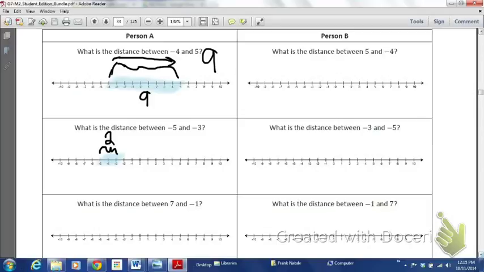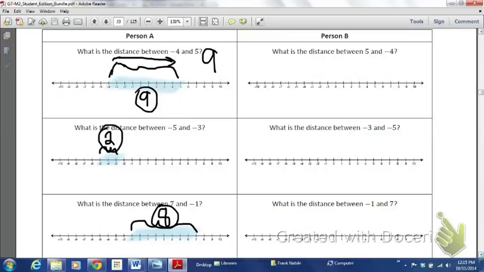Alrighty, and then the last one here, what is the distance between 7 and -1? Start at 7, go down to -1, right there. Again, this is the distance between 7 and -1. If we count those units, starting from 7 and working down, 7 to 6 is 1, 2, 3, 4, 5, 6, 7, and 8, so that's 8 units. So in this case we have 9 units here, 2 units there, 8 units there, and these are all distances, the distance between those two points, or two integers.